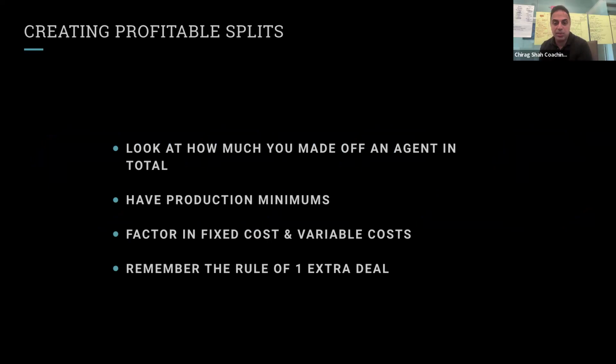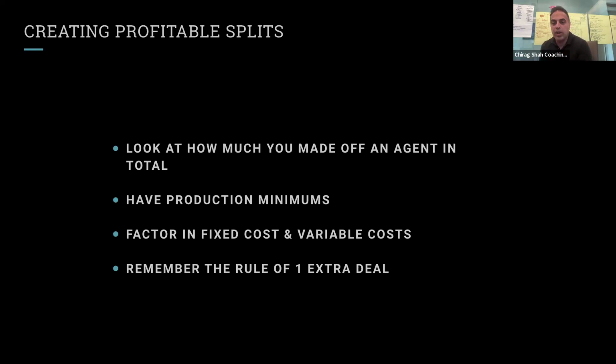Everyone needs to have production minimums. If they live, breathe in your air, and use your resources, there has to be a standard for how much you have to do on the team. And that's how you could financially forecast out expenses versus income and what you're actually earning from your team members. And you need to factor in fixed and variable costs in this process.